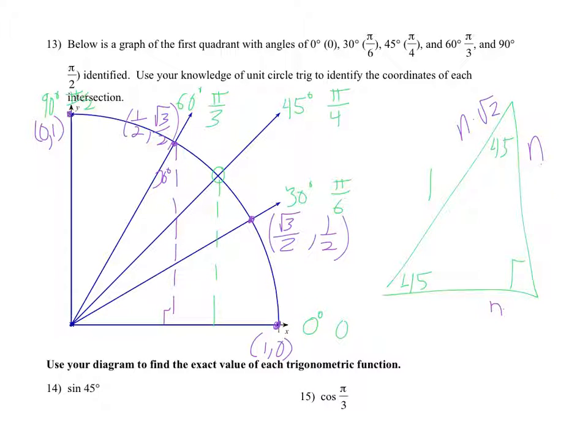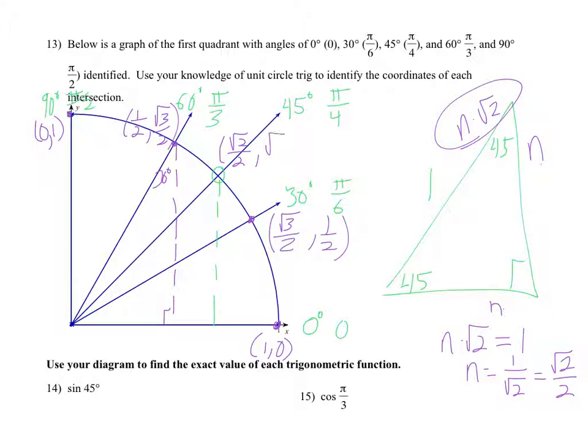Another way, if you remember the setup of the n root 2 thing, you can say, okay, well, if n times the square root of 2 is equal to 1, that means that n has to equal 1 over the square root of 2. For the sake of common notation, we usually rationalize this denominator, and this is the same thing as saying the square root of 2 over 2. So you will usually see this point written as the square root of 2 over 2, the square root of 2 over 2.